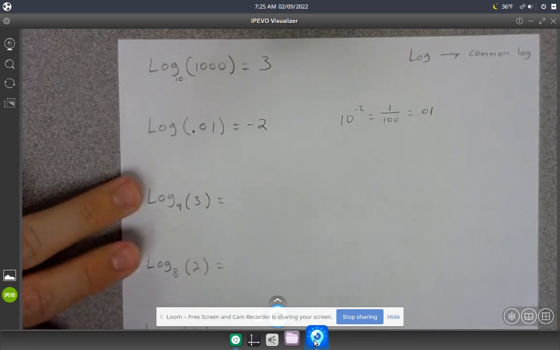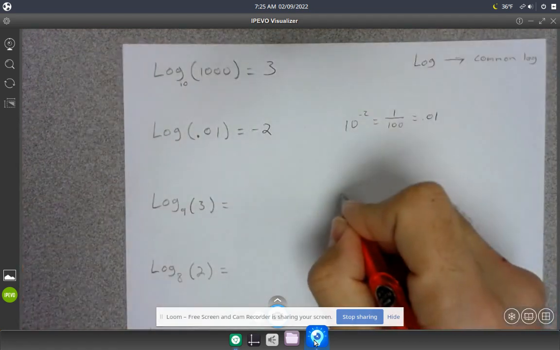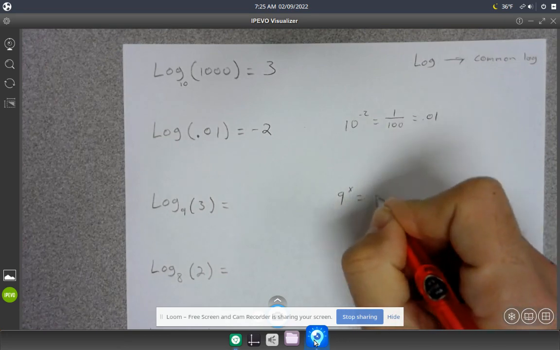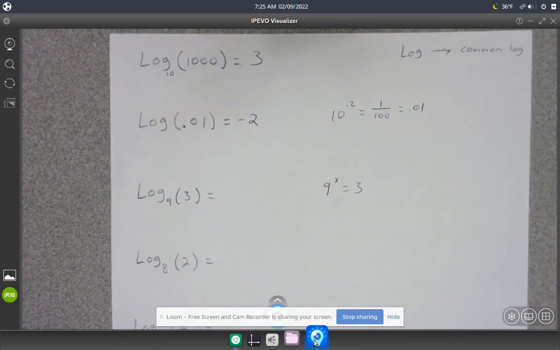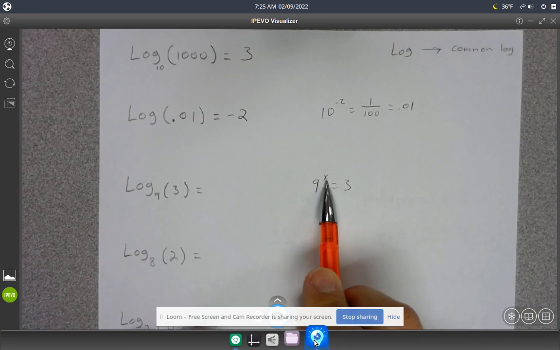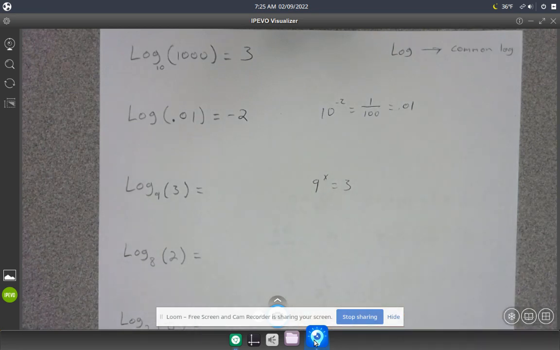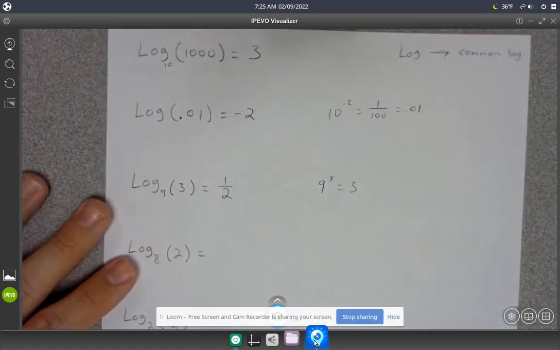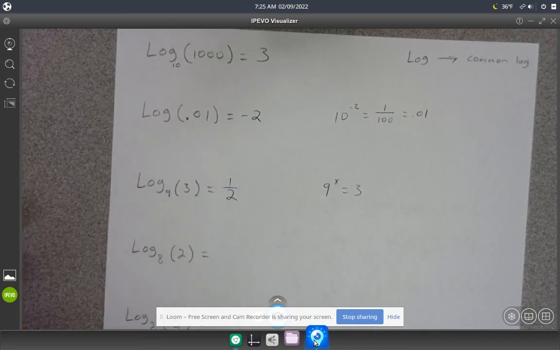All right, on these two, so we're going to do 9 as our base to some exponent is equal to 3. So the relationship here is like it's a square root relationship, but what does the exponent have to be in order for it to behave like a square root? This is where your fractional exponents come in. X would have to equal 1/2. All right, 1/2 is the same as square rooting. All right, raising something to the 1/2 power, I should say.